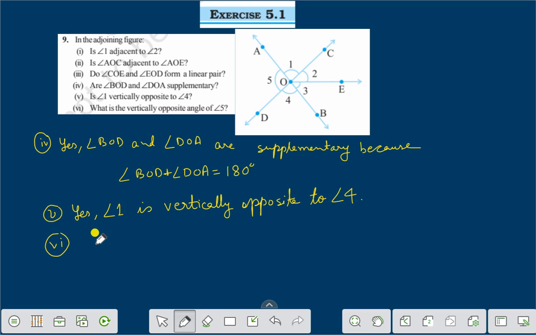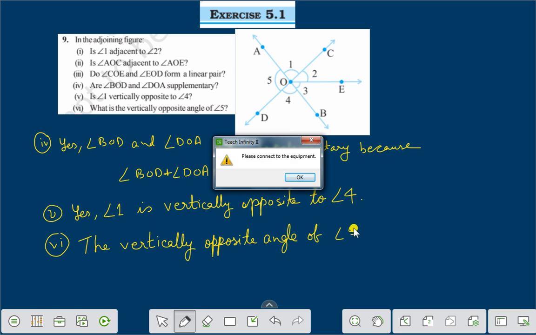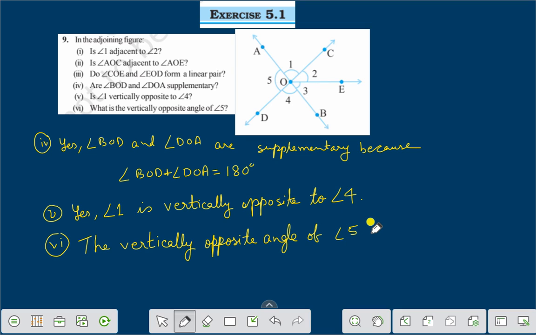what is the vertically opposite angle of angle 5? The vertically opposite angle of angle 5 is angle BOC.